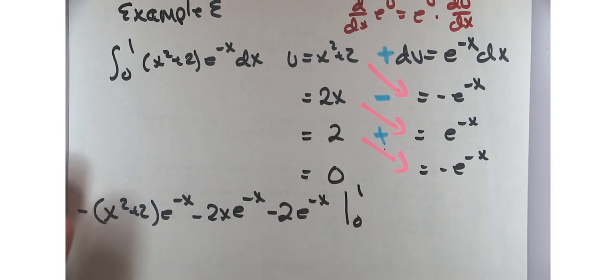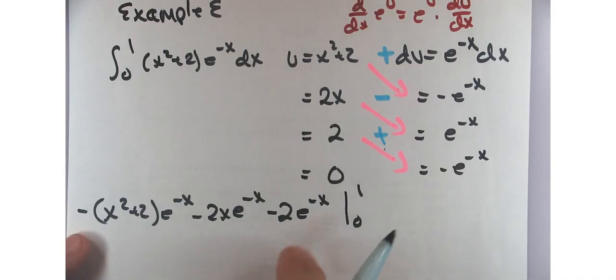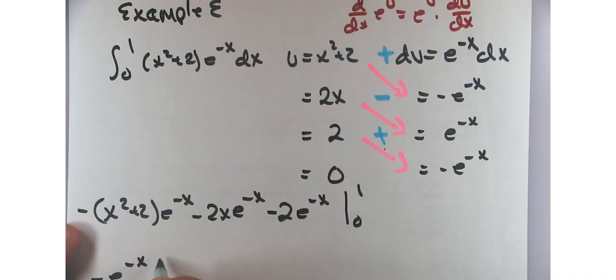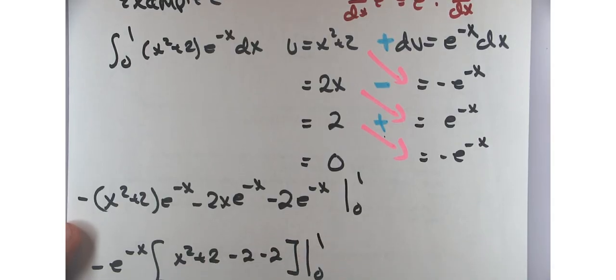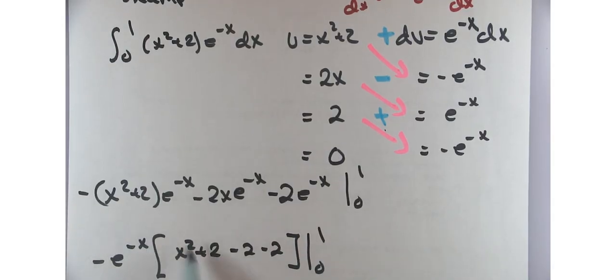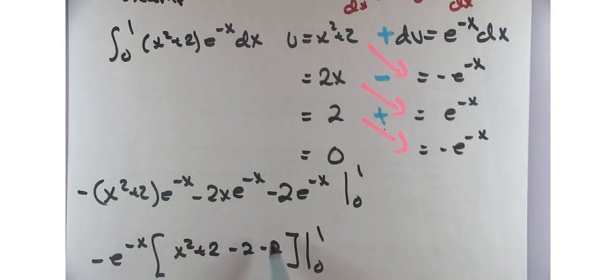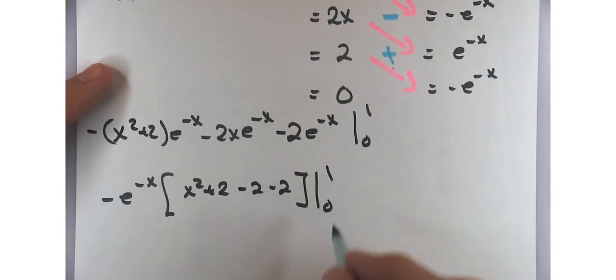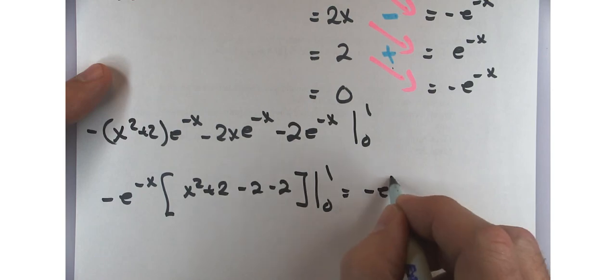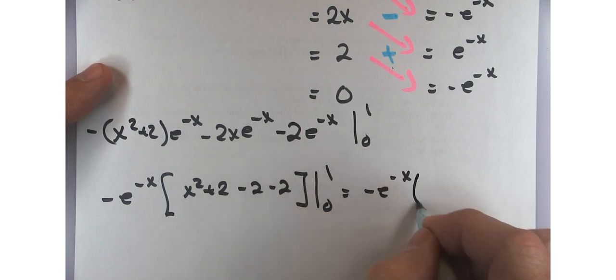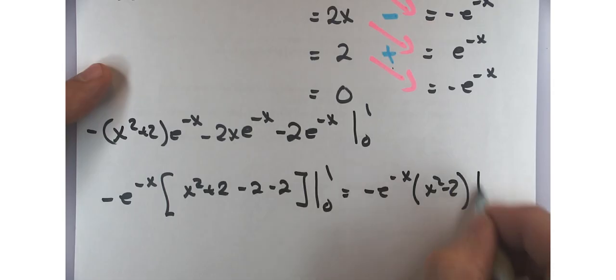Now, if you were stuck doing this by hand, I would suggest this. I would clean this up a little bit. You can factor out negative e to the negative x, and it'll leave behind x squared plus 2 minus 2 again between 0 and 1. Let's just double check that. Plus 2, minus 2, minus 2. Now a couple of these things cancel each other out, so you're just left with negative e to the negative x times x squared minus 2 between 0 and 1.